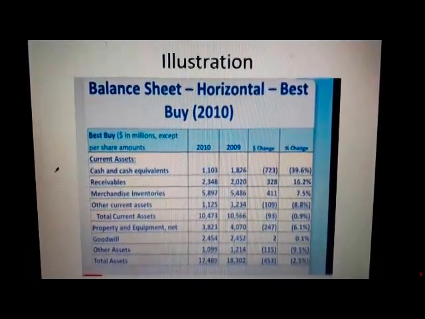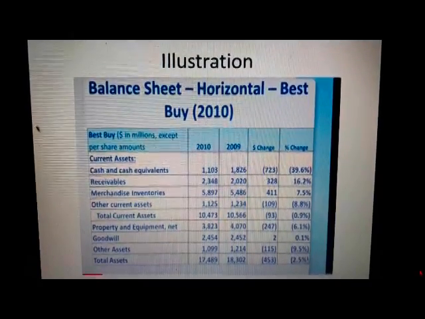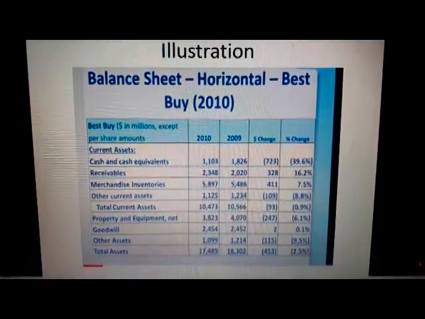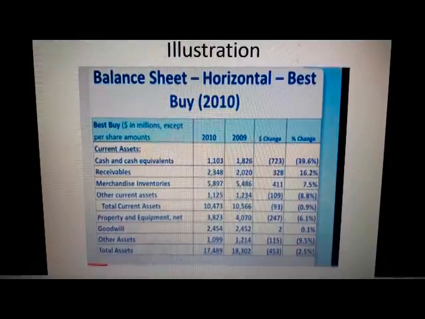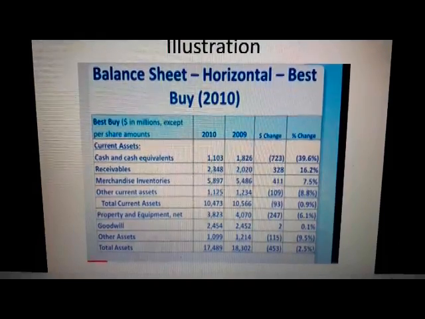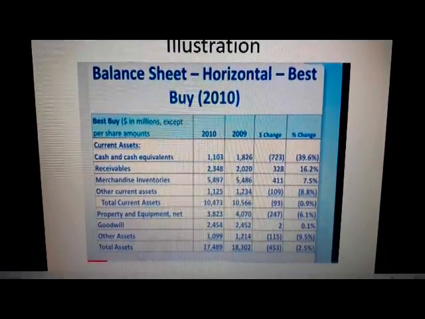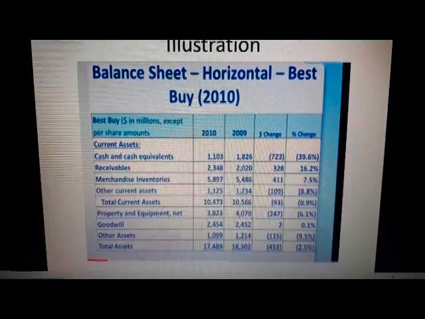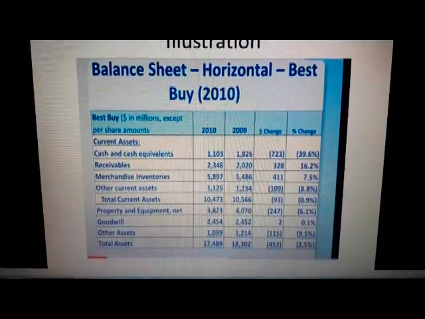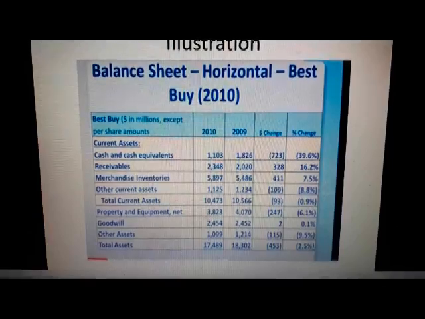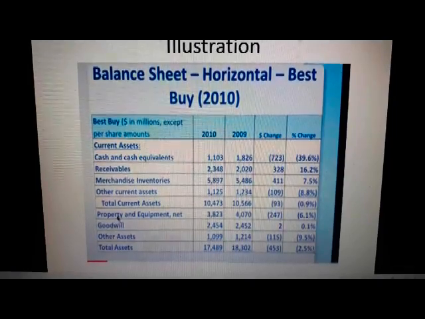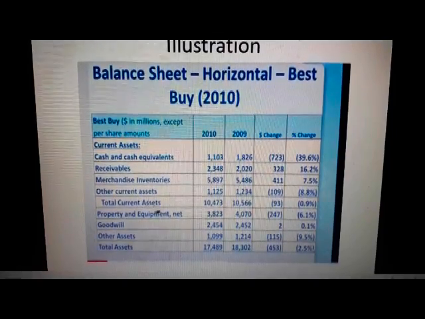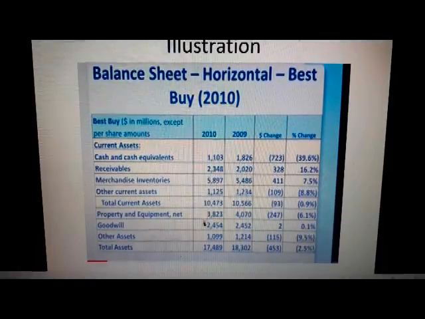So in this illustration, balance sheet horizontal analysis based on 2010. So just think of the total assets. In 2009 it is the base year and 2010 is the present year. That means in the base year we had total resources of about 18,302 million dollars, and in 2010 it is 17,489 million dollars. So there is obviously a decrease. That means it is 453 million.